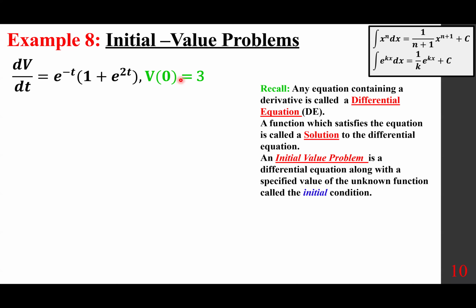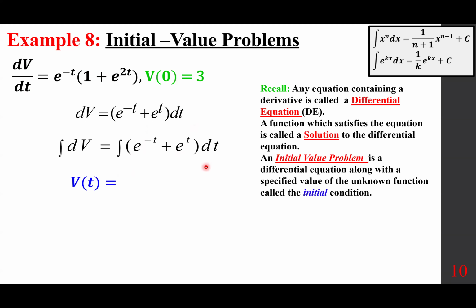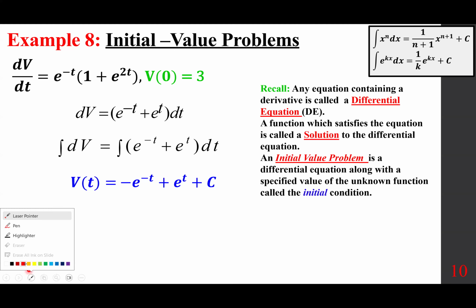So, first and foremost, when you come across an initial value problem, ignore that initial value and get on with the integration by rewriting this as dv equals the right side times dt, and integrate both sides. So the integral of the left side is v of t, and then the integral of the right side. Both of them involve e, so the answer is always itself. In this case, v divided by negative becomes minus. In this case, it's itself and a constant. V of t is minus e to the power of negative t plus e to the power of t plus a constant. This is a general solution, everybody.